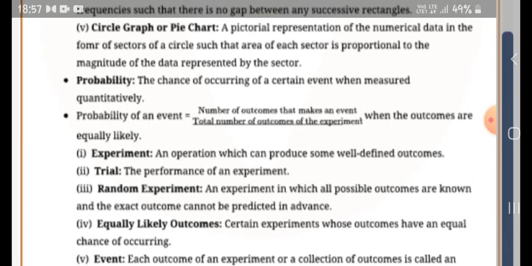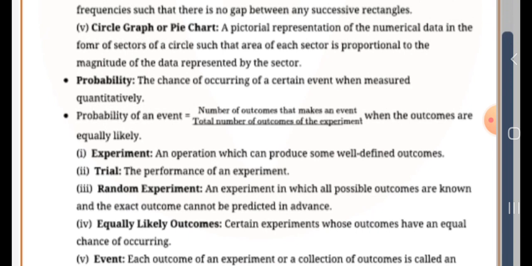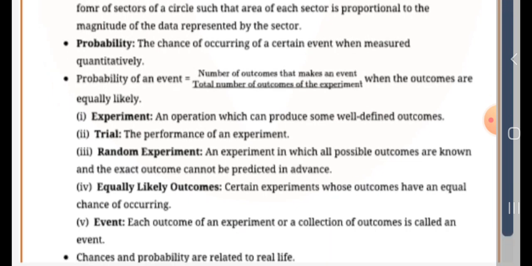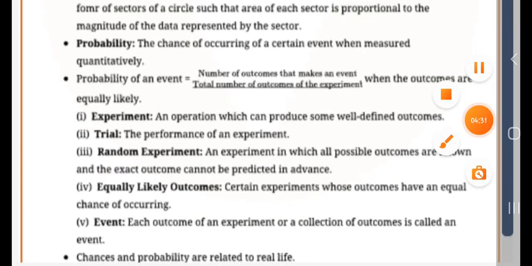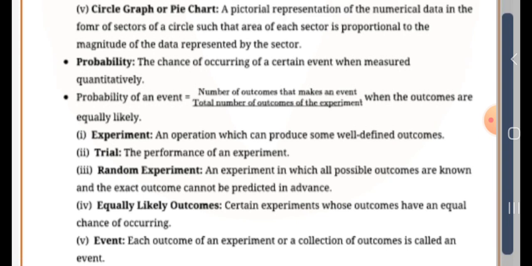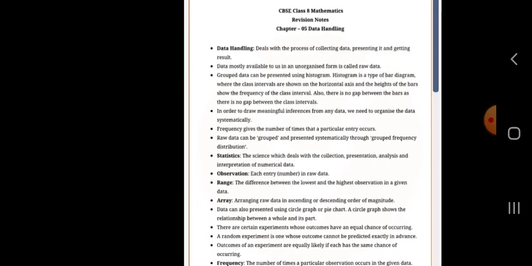And random: an experiment in which all possible outcomes are known and the exact outcome cannot be predicted in advance. Equally likely outcomes: a certain experiment whose outcomes have an equal chance of occurring. And event: as you know, each outcome of an experiment or a collection of outcomes becomes an event. Chances of probability are related to real life also. We can see the chances of some probability in real life numbers.